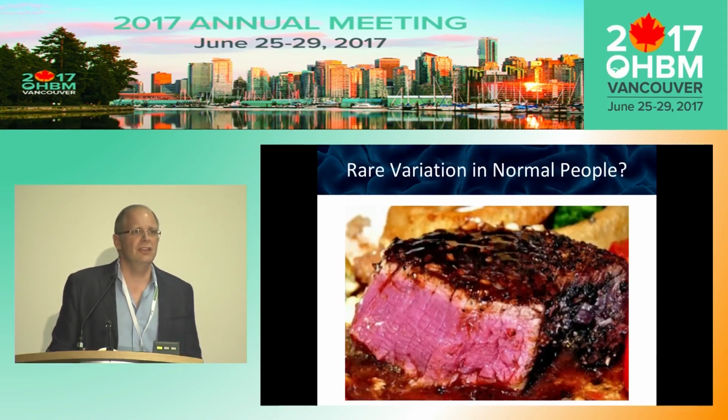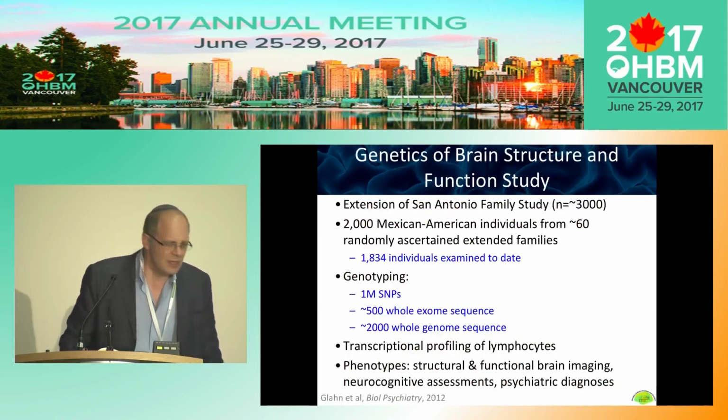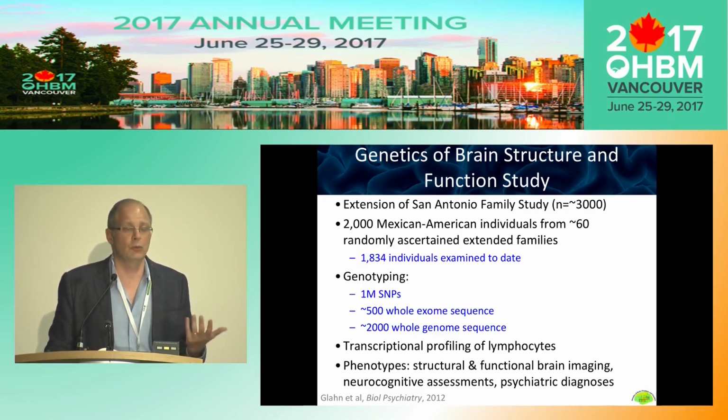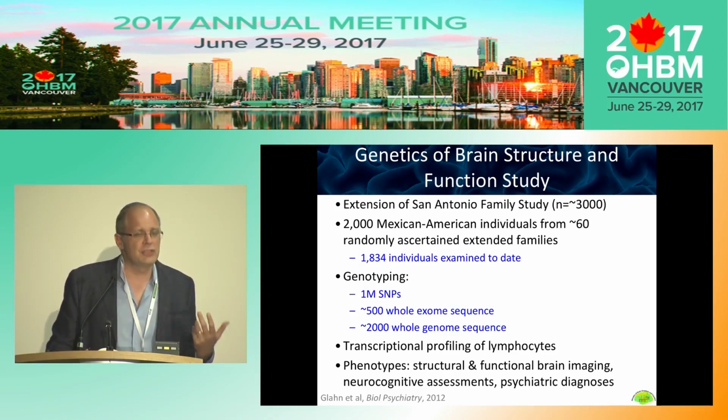So what happens then with rare variation in normal people? You haven't selected them because they have an illness, but you want to know whether or not the rare variation affects genes or cognition. So here I'm going to show you one example from some of the work that we've been doing in Texas. This is part of the genetics of brain structure and function study that I do with my colleague John Blangero. It's an extension of the San Antonio Family Study. We have at this point about 1,950 individuals from big extended pedigrees that were selected randomly, and we have whole genome sequence on them.